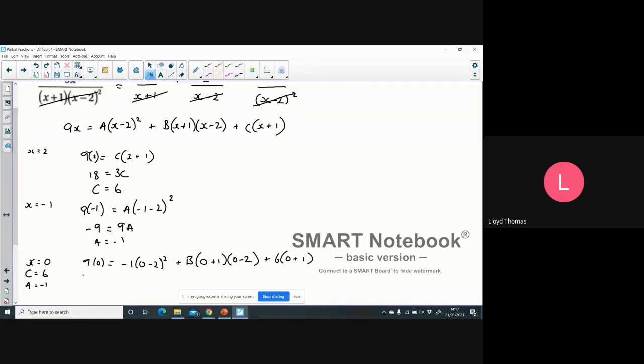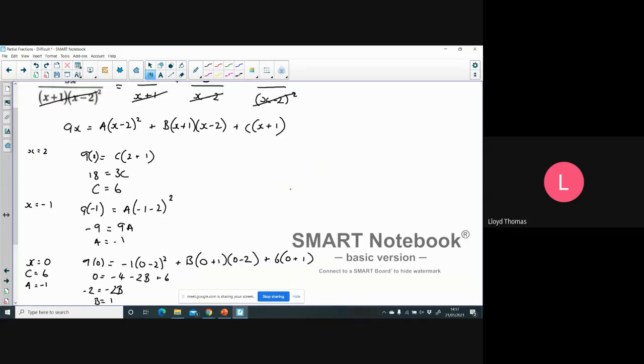Subbing all of that in, and well, eventually you'll rearrange it, but I'm going to have to do this step by step. Minus 2 squared is 4, times that is minus 4. 1 times minus 2, minus 2b. 6 times 1 is 6. That's going to eventually give you, when you take things over this side, minus 2 equals minus 2b, and you end up with b equals 1.